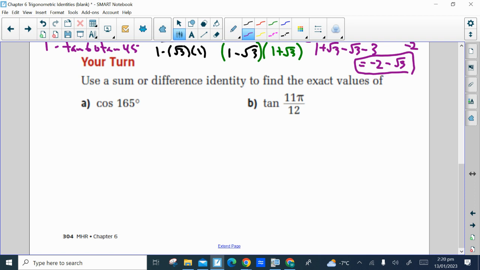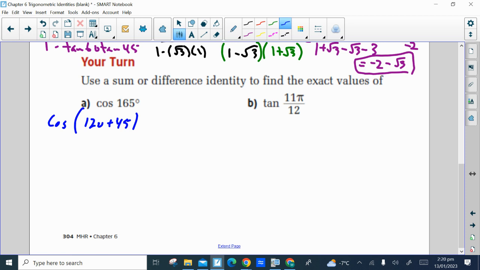Okay? So this next one, cos of 165. Again, you need to find two angles that add or subtract to get 165. 165 is not on the unit circle. And there may be more than one set that will work, but 120 plus 45 works. They're both on the unit circle.